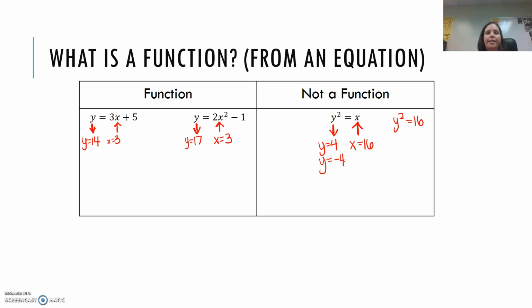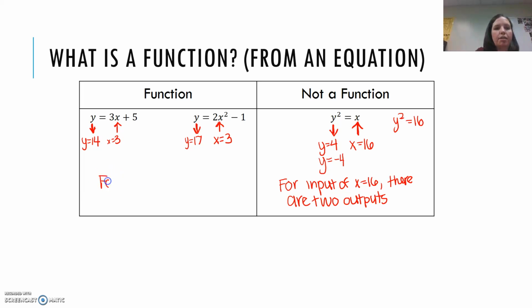So why is this equation itself not a function? Not a function because for an input of X equals 16, there are 2 outputs. And there just has to be one example of it. For the function examples, for every input, there's only 1 output. And that would be true for most equations that we look at, except for a few select special cases.